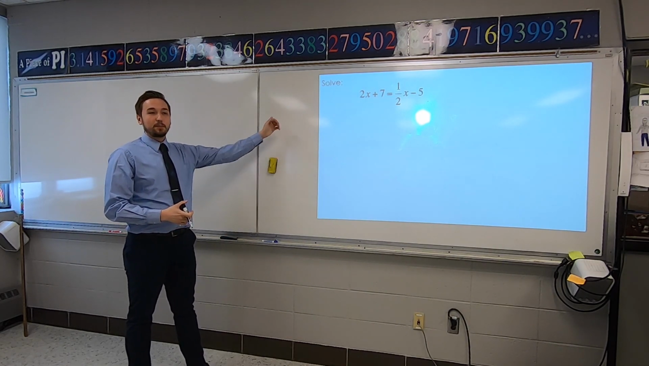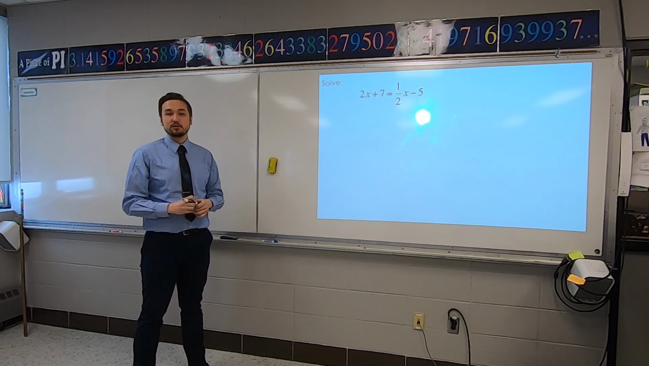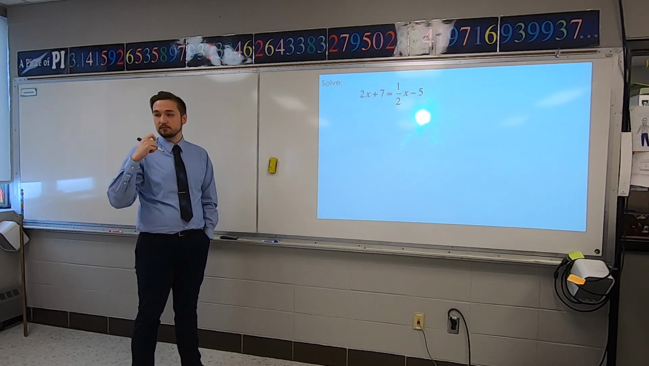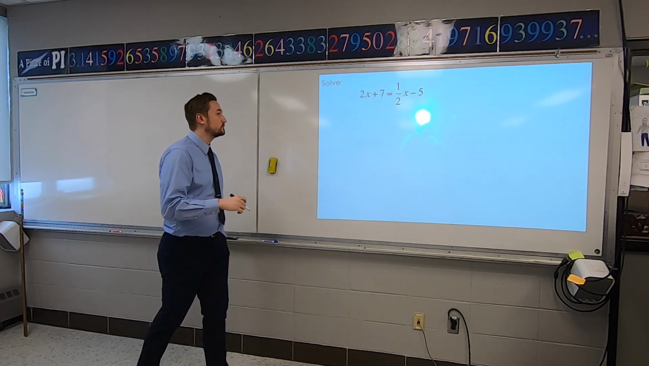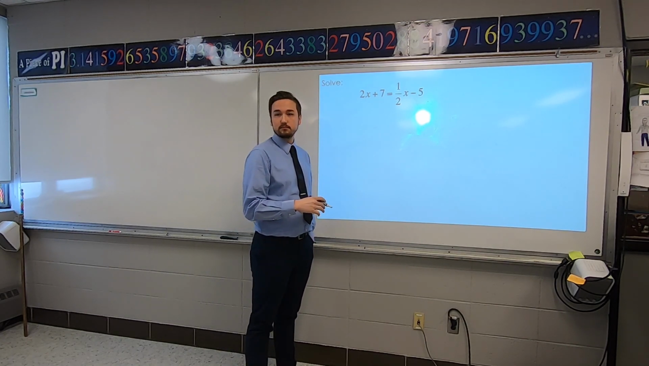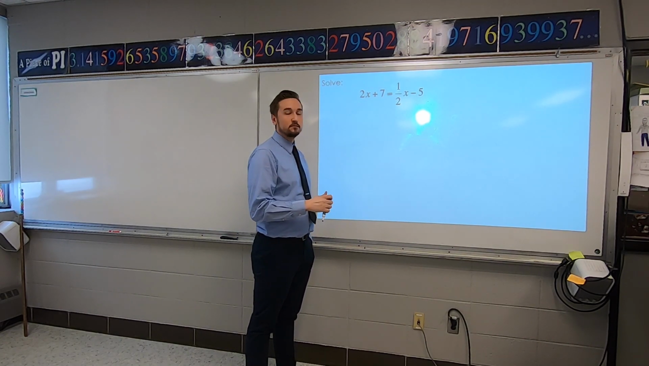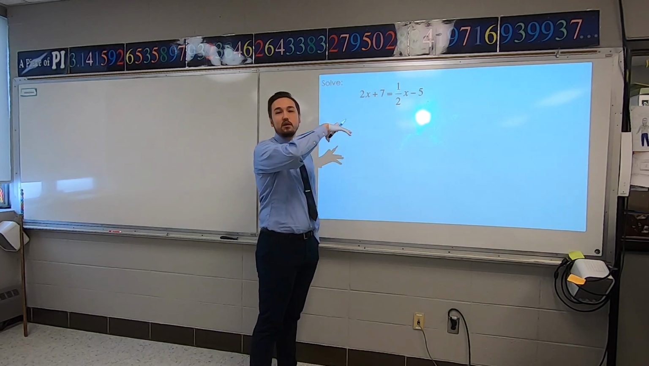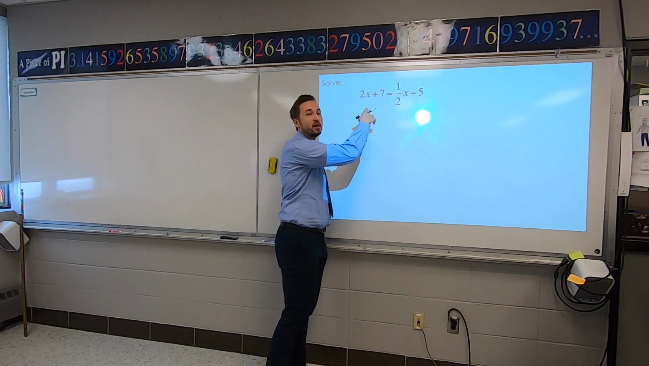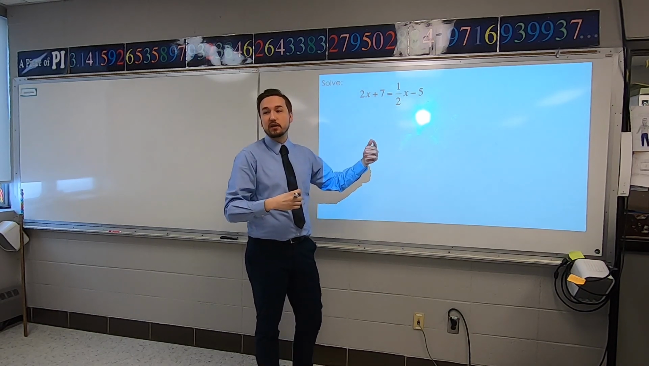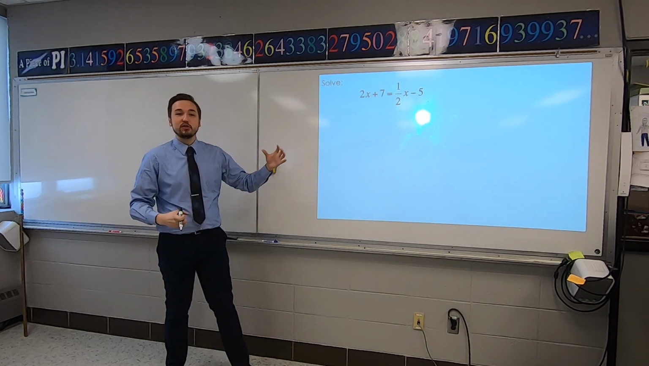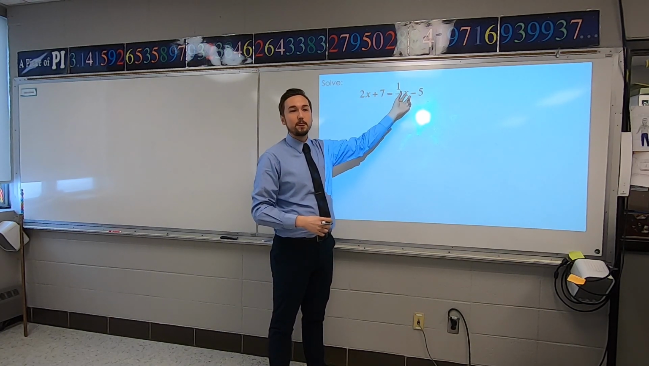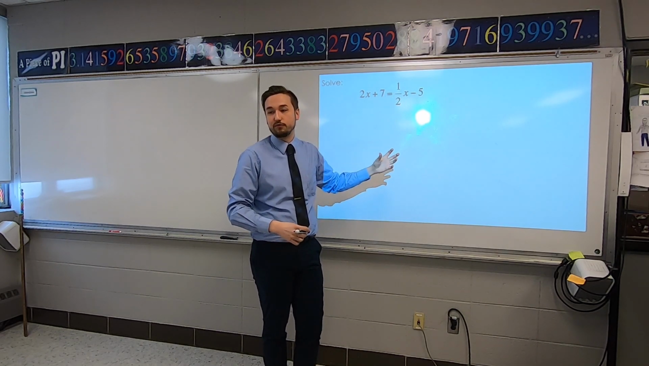So this problem right here, what do we do first? So guys, for this problem, instead of just subtracting our 1/2 and then adding or subtracting the 7, instead of combining our like terms that way, there's something we can do from the beginning to make our lives easier, to get rid of this fraction.